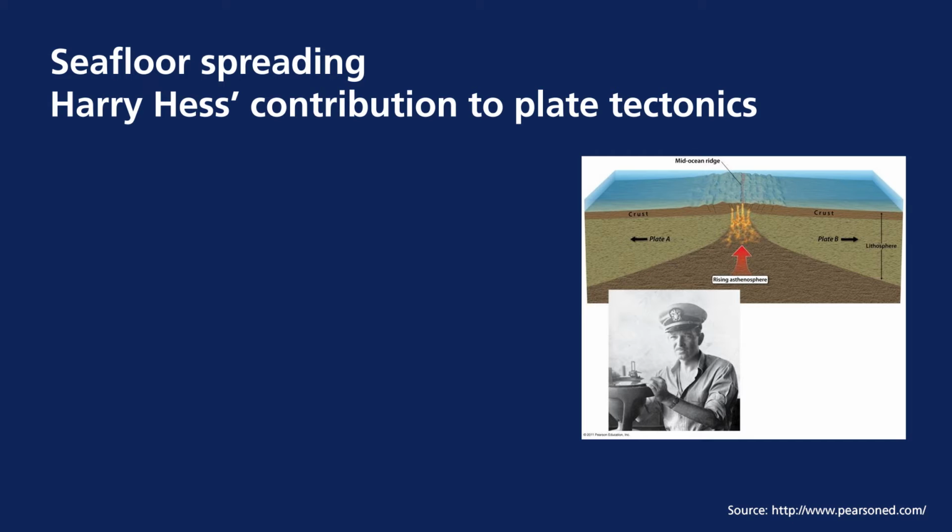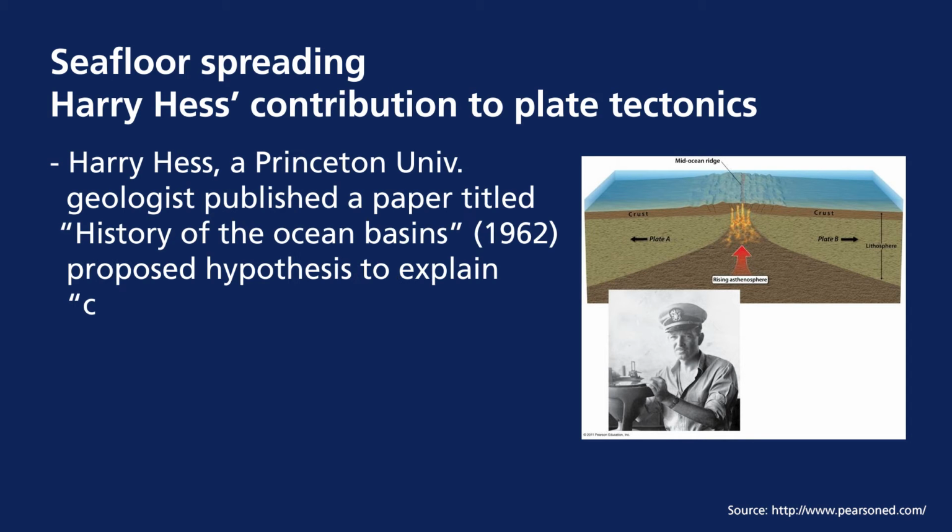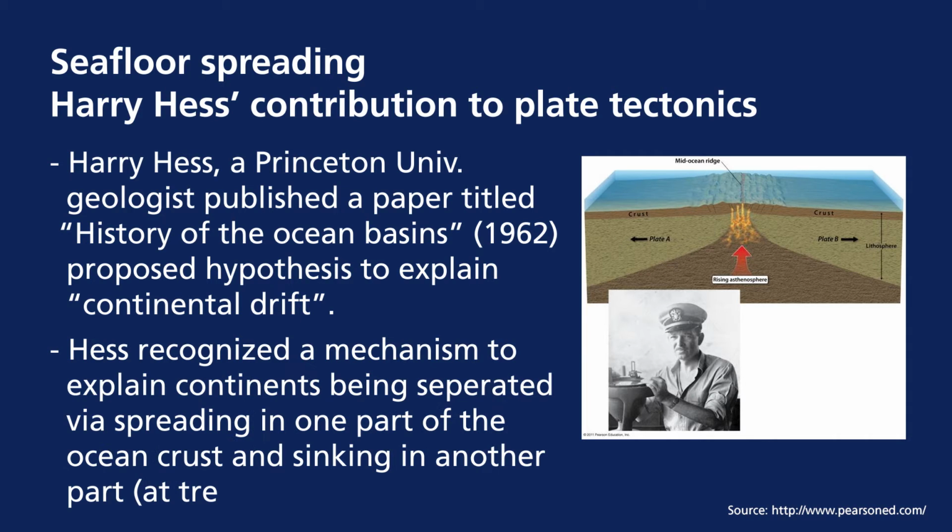across the ocean floor. And so Harry Hess from Princeton University described in his book History of the Ocean Basins in 1962 his explanation of continental drift. He recognized this mechanism of continents being separated through the ocean crust either sinking or drifting apart at the trenches.